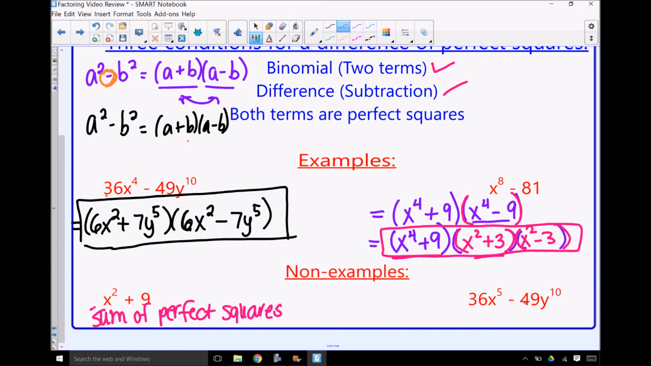Okay, and then over here, let's double check to see why this one doesn't work. Well, it is a binomial, check. It is a difference, check. When I first take a glance at it, it looks like all the terms are perfect squares. However, this right here is not a perfect square because you can't get two numbers that will multiply together to give you x to the power of 5 using integer exponents. The closest you can get is x to the power of 2 and x to the power of 3, which are not identical, so it does not work. And that's why this is not a difference of perfect squares, and it's not factorable.